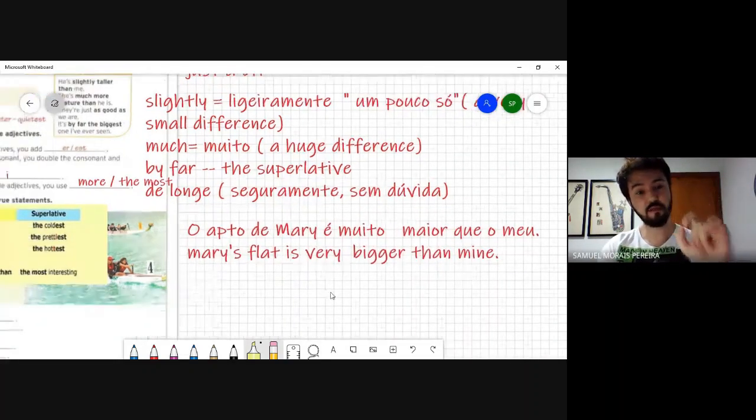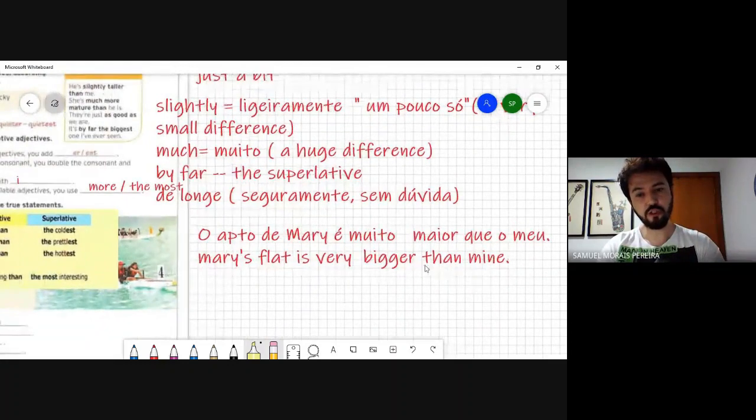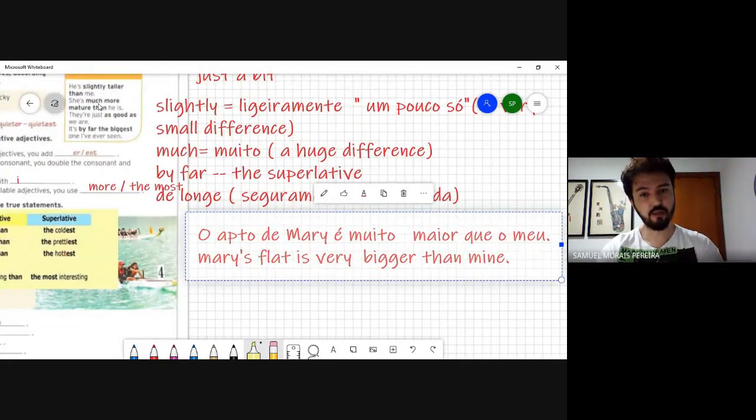E aqui está a informação mais importante. Com comparativos, a gente não pode usar o very. A gente tem que usar o much. Tudo bem? Seja ele comparativo com R ou com more. Olha, she's much more mature than he is. Ela é muito mais madura do que ele, ó. Much more.